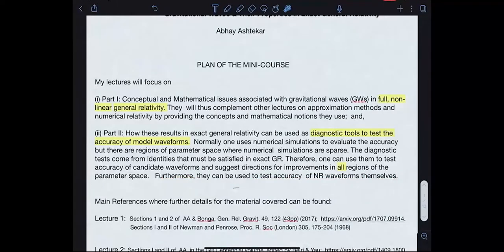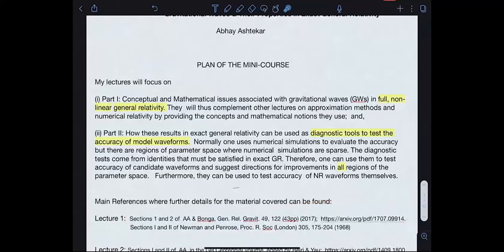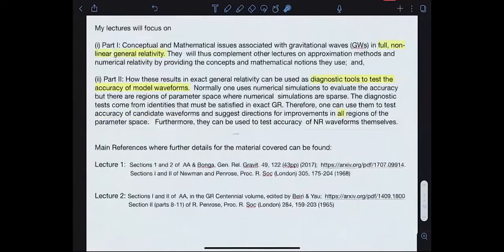So I'm going to give you the main references, and for lecture one, these are the main references. I understand that the slides will be available to you over the weekend, so you can look at those references. I'd also send them early on.